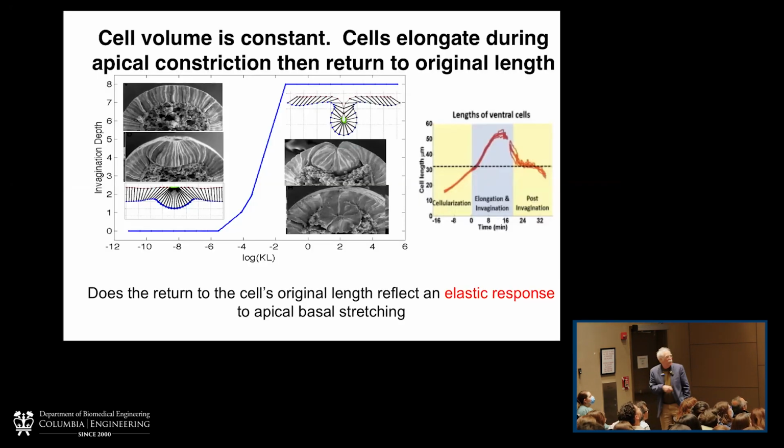Now, the observation came from something originally done by Matthias Kaschuber: if you follow this process, the cell volume is constant. In the normal case, cells elongate during apical constriction, but they return to their original length. So they elongate and then they shorten. What we started thinking about was the possibility that the shortening is an elastic response to the elongation, to apical stretching, as though you had springs that would be stretched and then spring back.